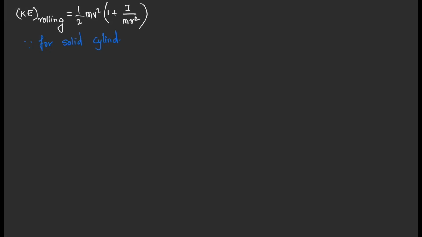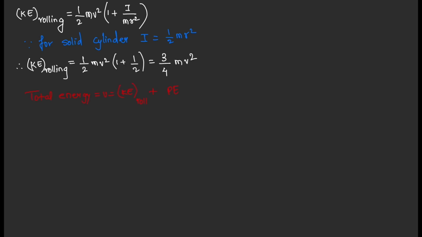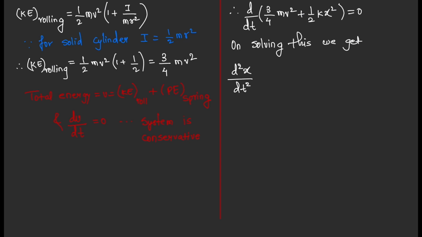We know that the value of moment of inertia for a solid cylinder is I equals half mr square. Therefore, the total rolling kinetic energy of the body will be half mv square into 1 plus 1 by 2, which is equal to 3 by 4 mv square. Therefore, the total energy of the system will be rolling kinetic energy plus potential energy stored in the spring. Since the system is conservative, the derivative of total energy with respect to time is 0. That is d by dt of 3 by 4 mv square plus half kx square equals 0. On solving this, we get d2x by dt square equals minus 2k by 3m into x.